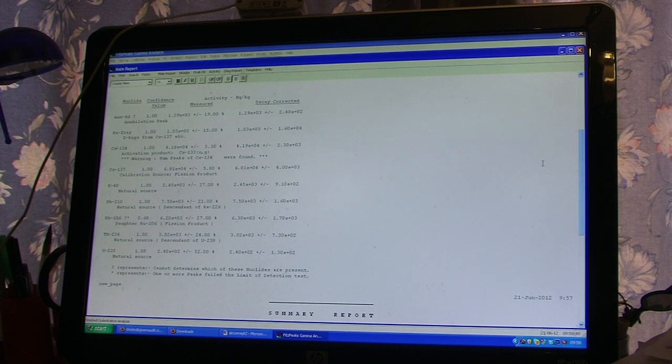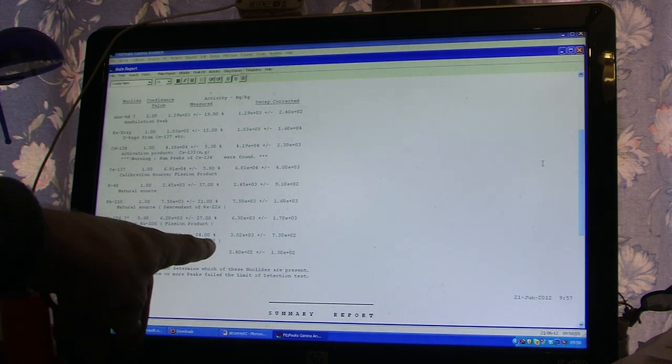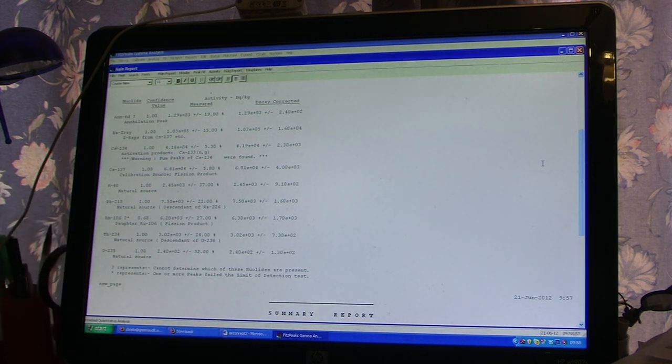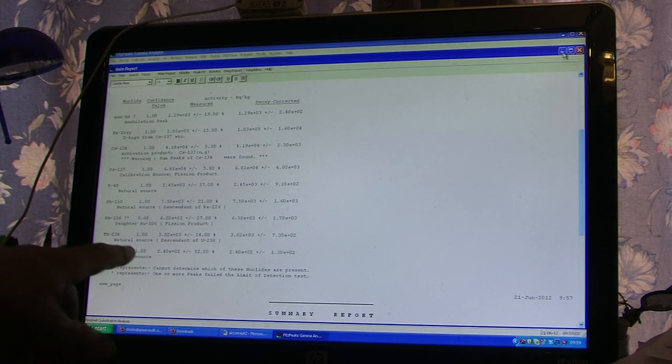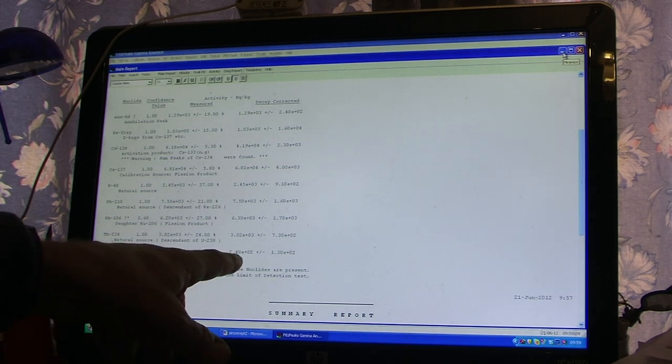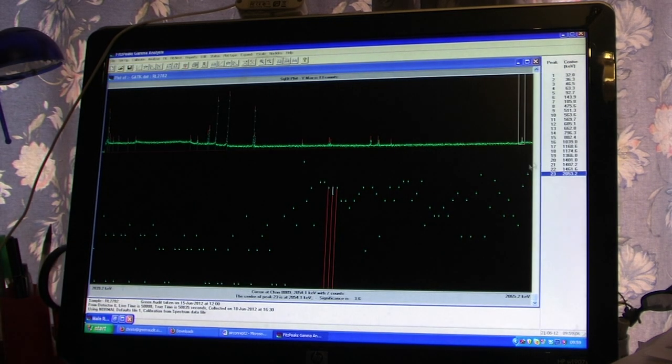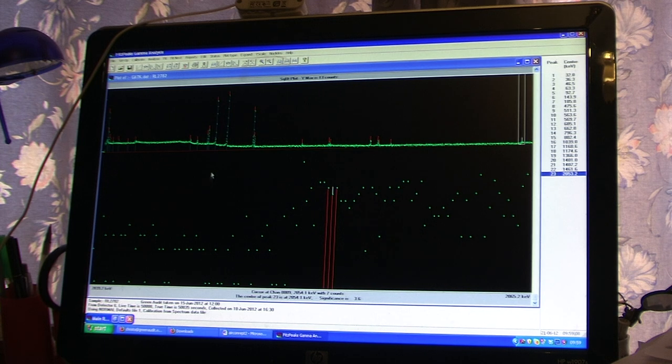there's no bismuth-214 there, which is what we would expect if it was natural. And also there's thorium-234. Now look at that, that's the daughter of uranium-238, so that's giving us 3,000 becquerels per kilogram of uranium-238, and there's also uranium-235. We've got 240 becquerels per kilogram of uranium-235, so far too much.